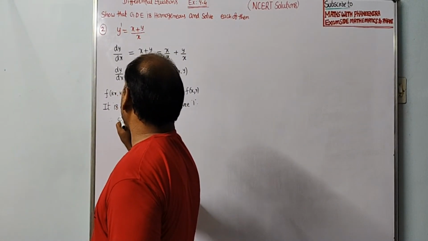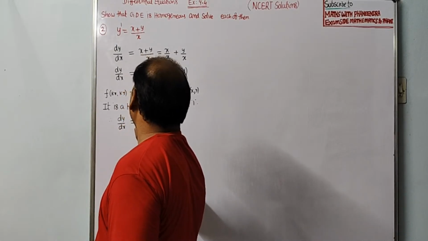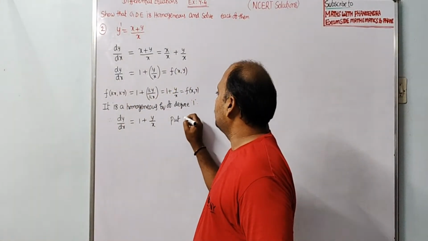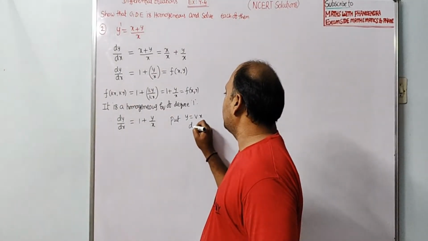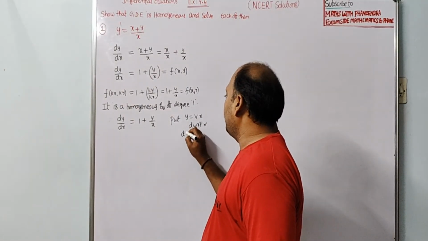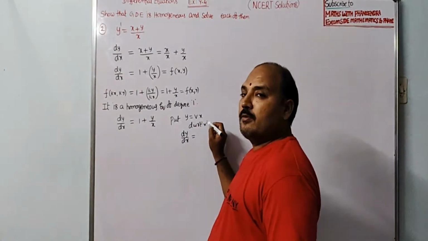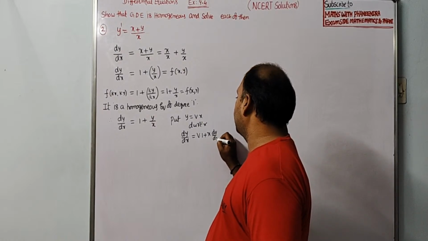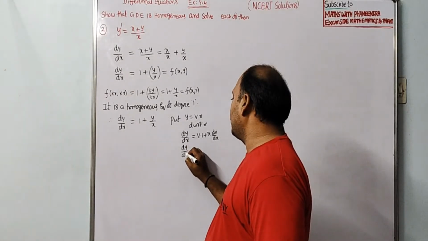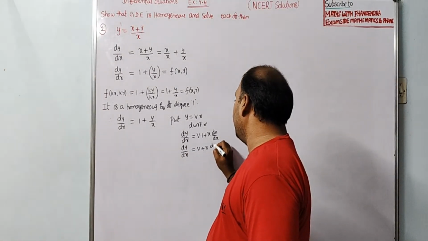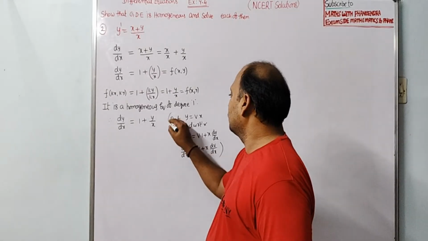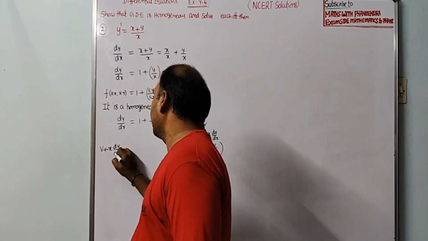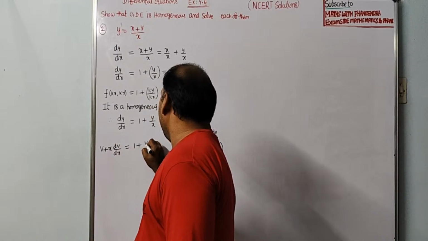So therefore the given differential equation is dy by dx equal to 1 plus y by x. To solve this one, put y equal to vx, differentiate with respect to x. dy by dx equal to, by the uv formula, v into the derivative of x which is 1, plus x into dv by dx. So dy by dx equal to v plus x dv by dx. In place of dy by dx, replace with v plus x dv by dx equal to 1 plus v.